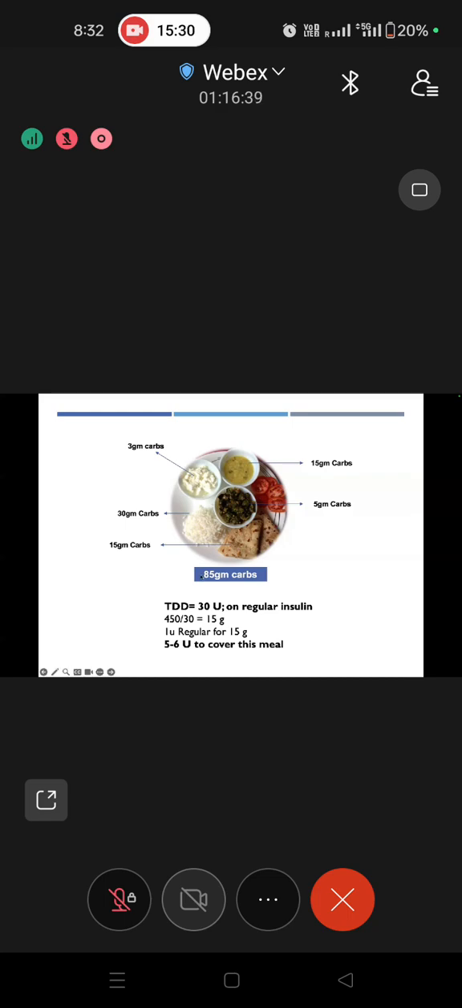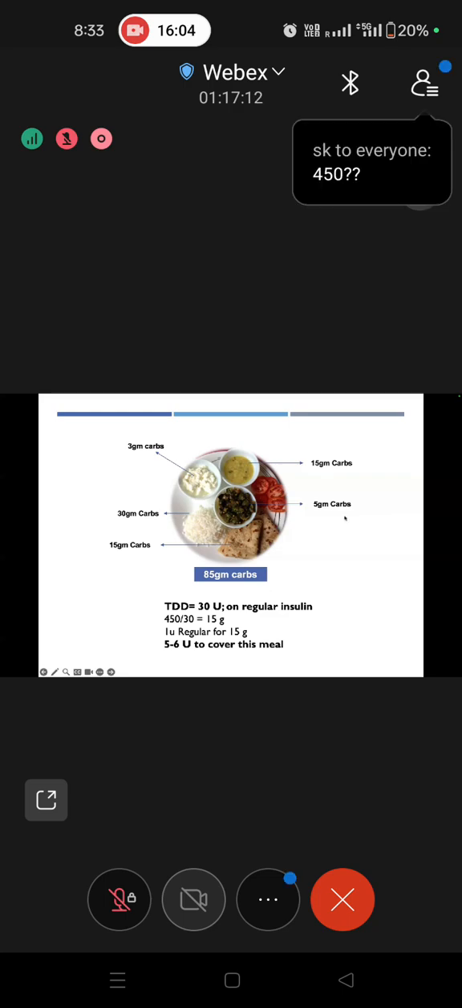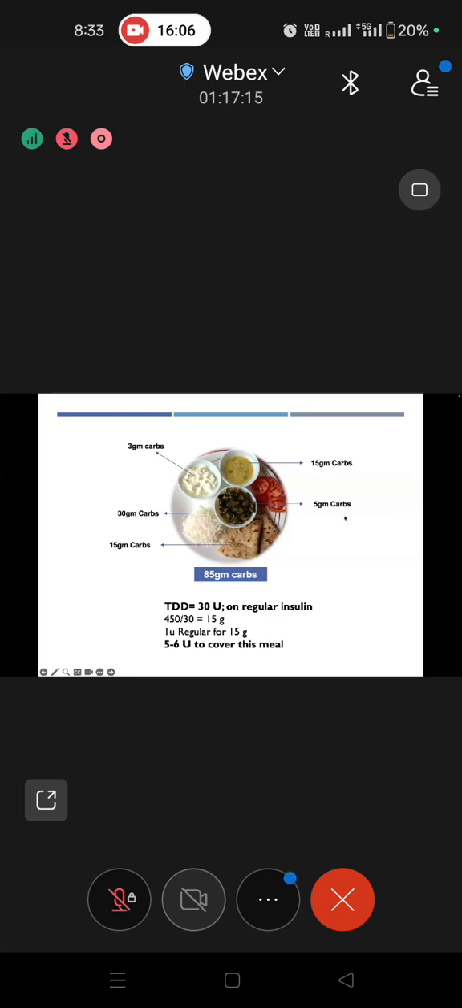Suppose you have this meal which has 85 grams of carbs. Now, how much insulin is required to take care of these carbs? For this, you calculate the insulin carbohydrate ratio, which is based upon the total daily dose of the child. Suppose the child is on regular insulin. Using this formula, 450 divided by 30, this tells us that for 15 grams of carbohydrate, 1 unit of insulin is required. Now this meal contains 85 grams of carbohydrate, and for this, you would require something like 5 to 6 units to cover this meal. Okay, this is about the insulin carb ratio.